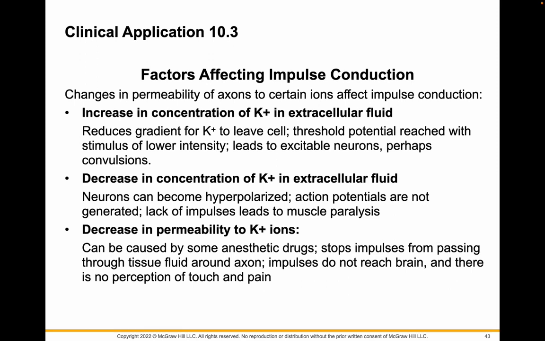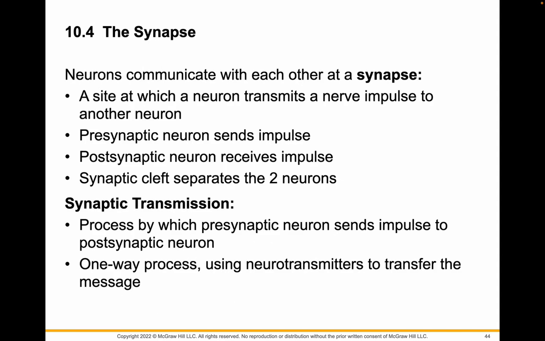So what factors affect impulse conduction? The increase or decrease in potassium, if you're allowing potassium to move across, and drugs can do this to you as well as diseases or whatever. Like if you're born without as many channels as you are supposed to, the impulse may not reach your brain and you won't be able to perceive touch or pain or something like that.